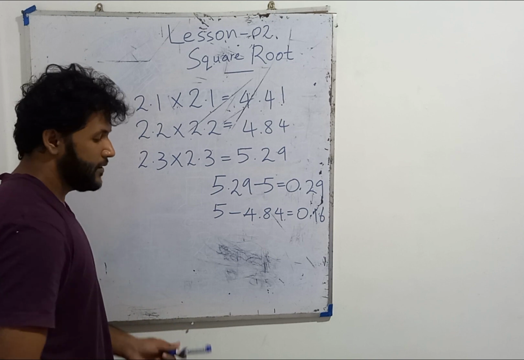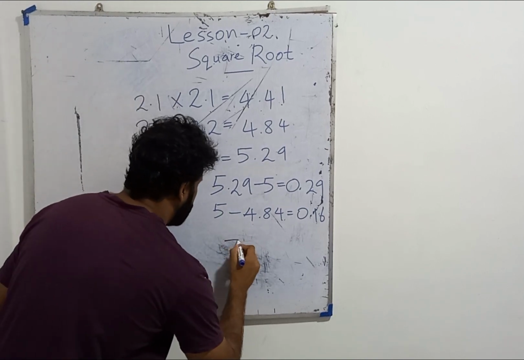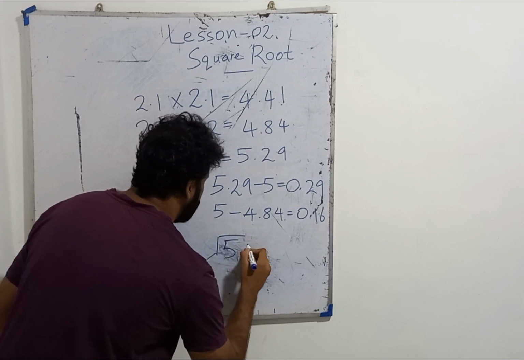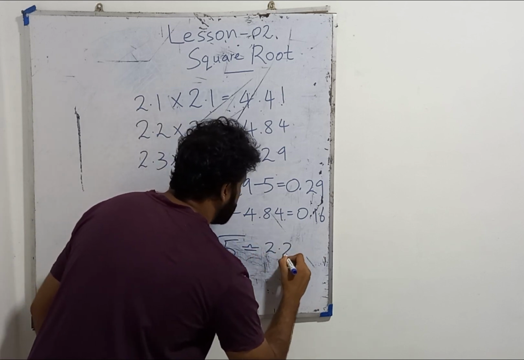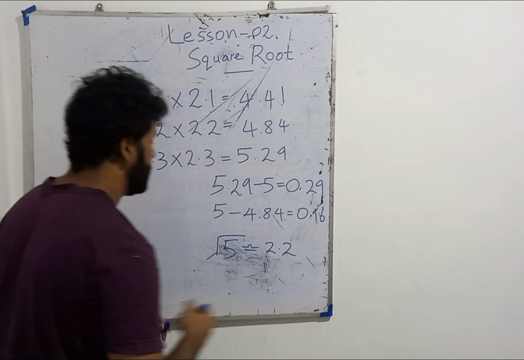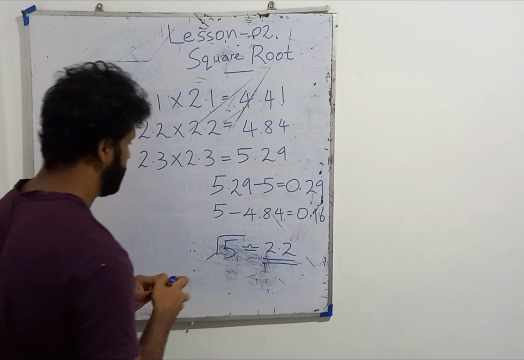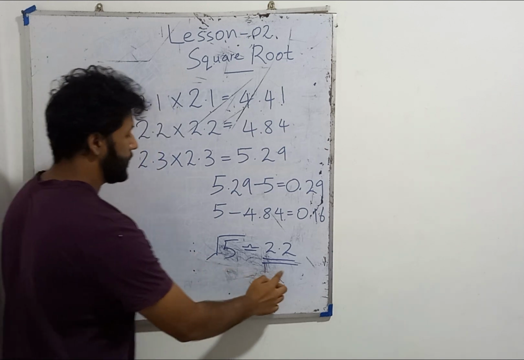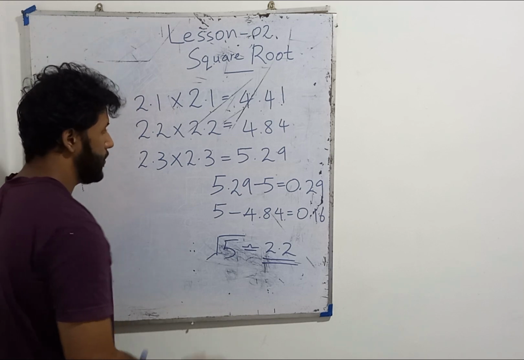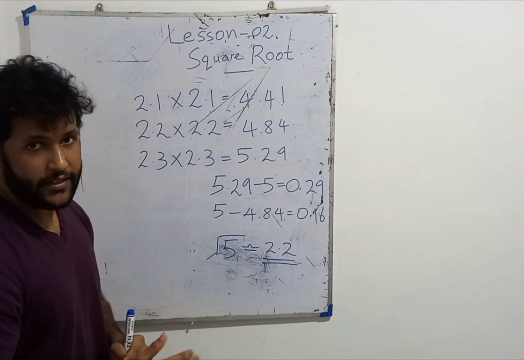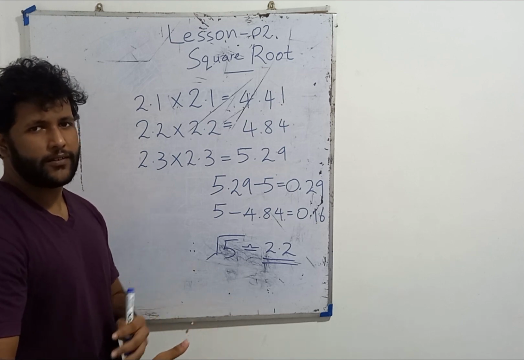Okay, then we write the square root of 5. The square root of 5 is approximately equal to 2.2. Okay, the first approximation is 2.2. I hope you can understand this procedure, right? Okay, now I'm going to repeat this procedure for you.